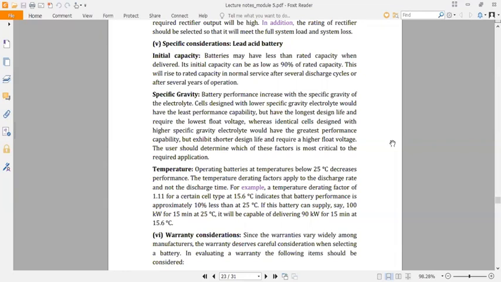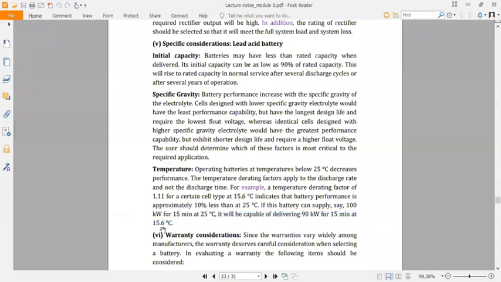As you can see here, an example is also given: if a battery can supply 100 kilowatt for 15 minutes at 25 degrees centigrade, and the derating factor is 1.11, then the same battery will be capable of delivering 90 kilowatt for 15 minutes at 15.6 degree centigrade.